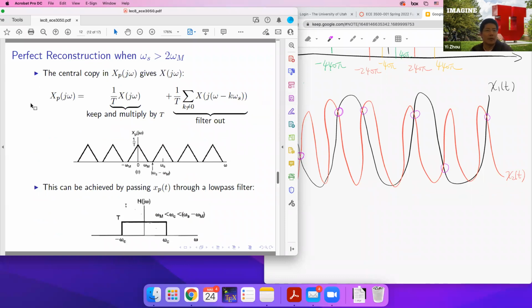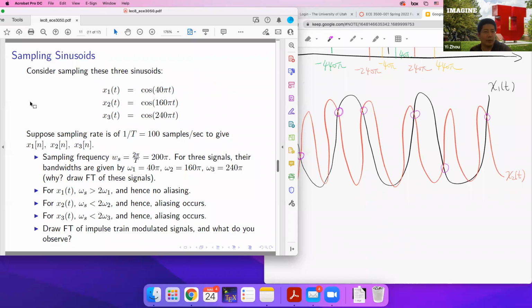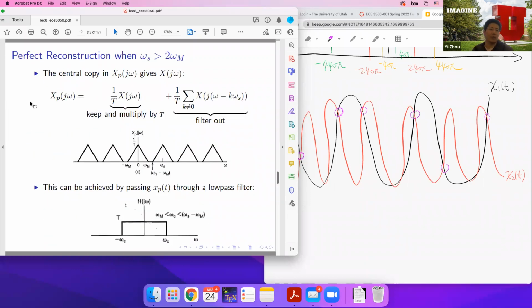Okay. So this is the Nyquist criterion. And next we can briefly talk about how to perfectly reconstruct the signal from the sample signal. It's basically a low-pass filtering.